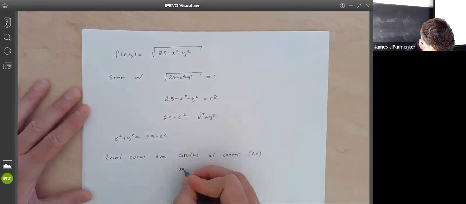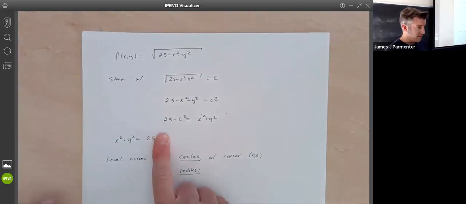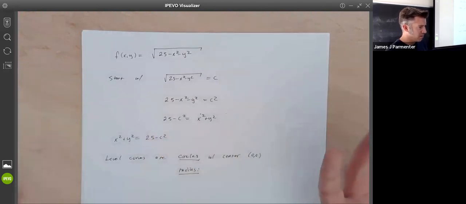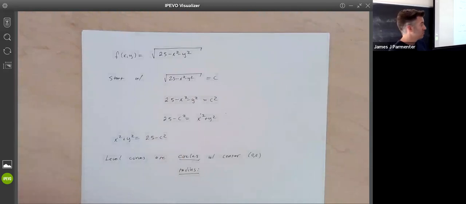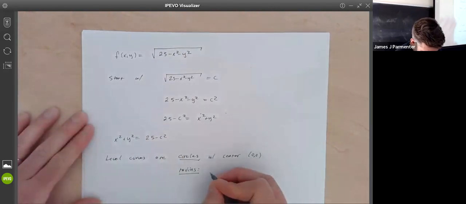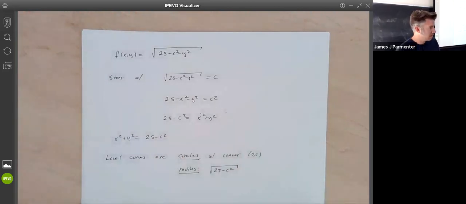And what's the radius of this circle going to be? Obviously it depends on what c is, but as it's written, what would the radius be? You're close. That would be true if c was 0, the radius would be 5. But what if c was 1, what would the radius be? It's not a nice number. 24, because we're subtracting 1. And if c was 2, it'd be the square root of 21. More generally, the radius is going to be the square root of 25 minus c squared.